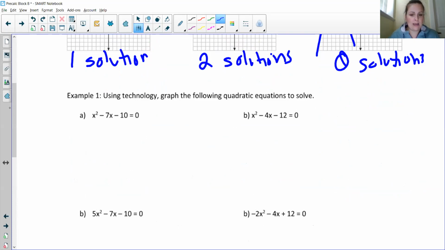But if you look at this A, this B, and this B, and you tried to factor them, you would not be able to.